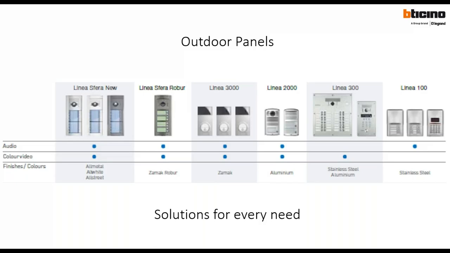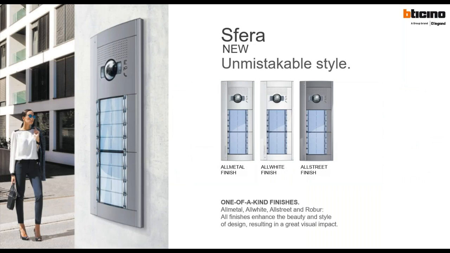Okay, let's move now to the outdoor panels. Outdoor panels, as well, we have a huge catalog divided in outdoor panels for the building and for the single entry. We have the Sfera that I think everyone knows. Sfera is available in 3 colors: the all metal, the aluminum, that is the most sold, the white, and the dark gray.